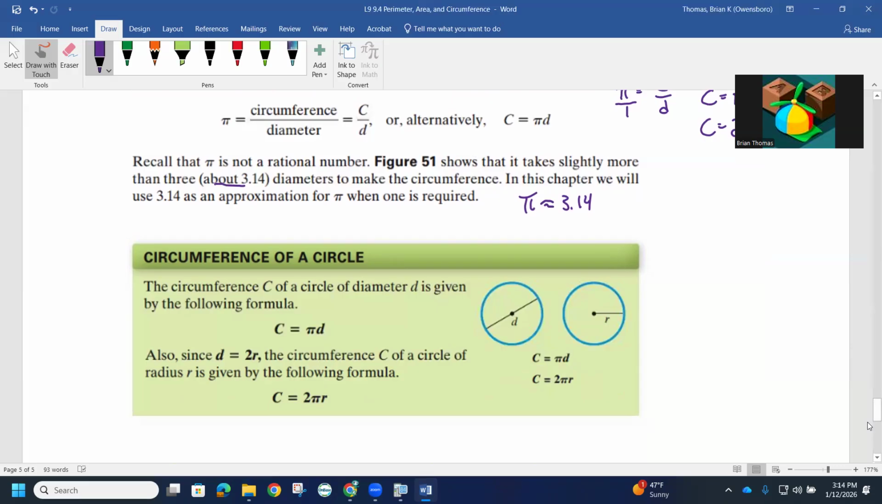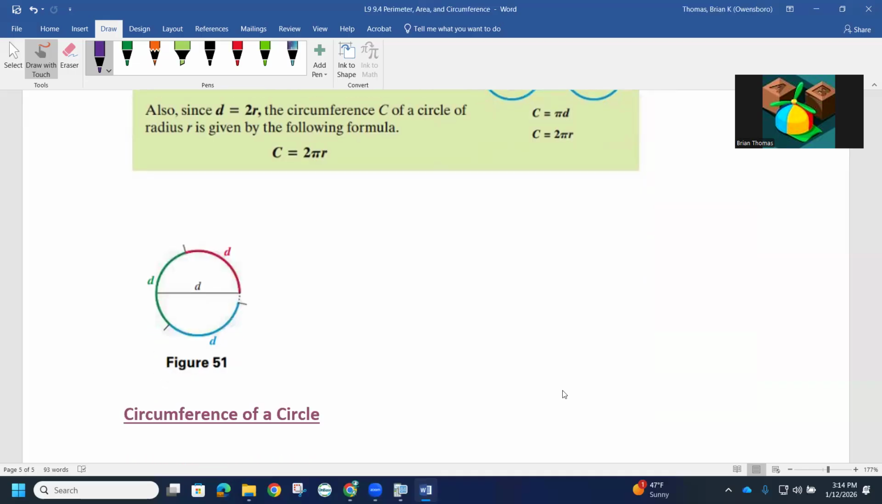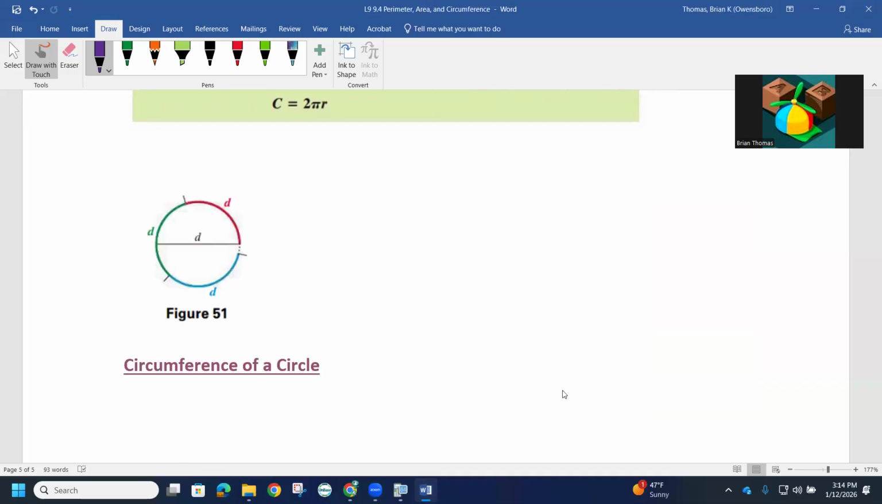So for circles, if I want to know the distance around a circle, we basically have two formulas. The circumference equals pi times the diameter, or the circumference is equal to 2 times pi times the radius. So those are the two most common formulas to determine the circumference of a circle. So notice again that the circumference is a little over 3 diameters.